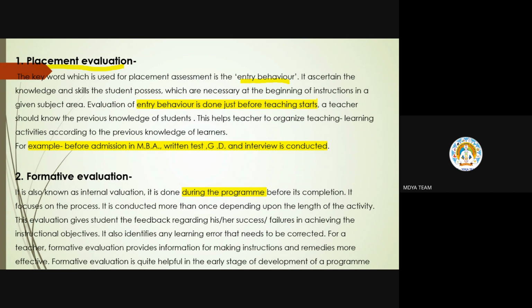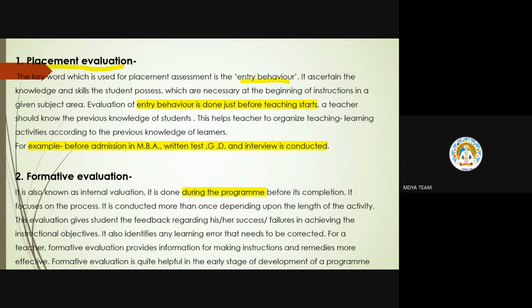In the NEET examination, there is certain eligibility, and if you clear the exam, there is no direct admission in NEET, right? I don't think any donation admission is taking place in the medical sector. So the NEET exam is the entry behavior. It evaluates the knowledge and the skill that the student should possess at the beginning of the instruction in a given subject area.